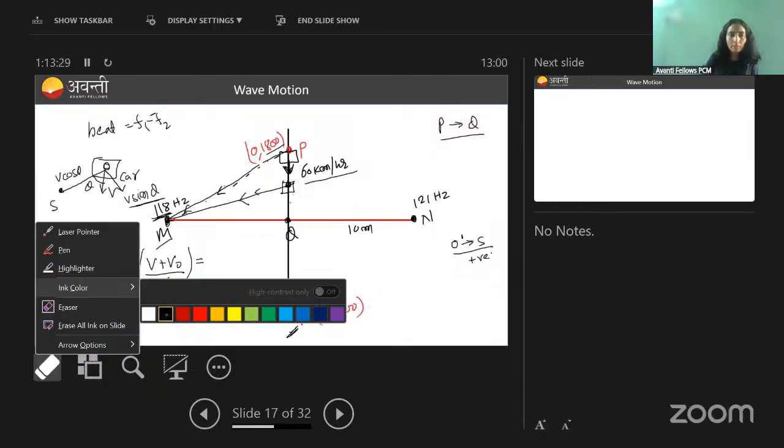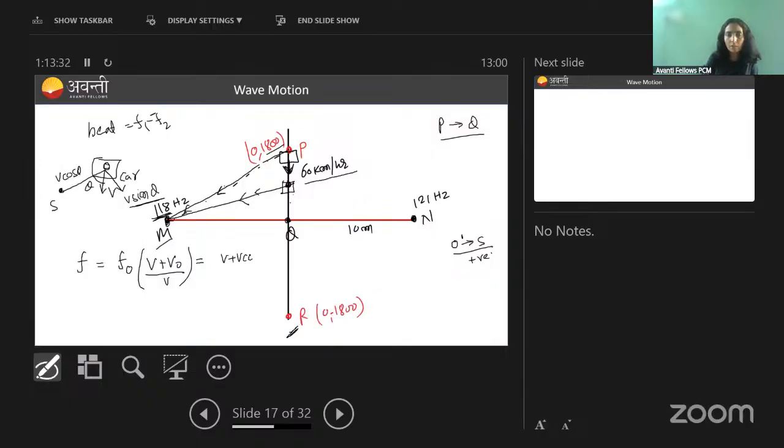So let's write here v plus v naught cos theta. Let's say this is the velocity v naught. This divided by the velocity of sound, into 118. That is F1. Let's say this is F1. So this is one frequency it is hearing.